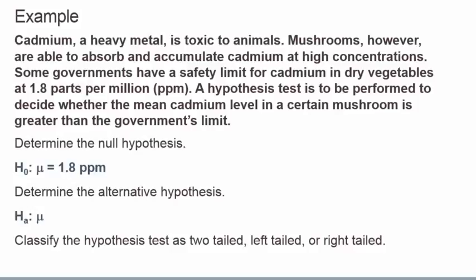We are using the mean mu. Our hypothesis test is to decide whether the mean cadmium level in a certain mushroom is greater than the government's limit. We want to use greater than 1.8 ppm. The alternative hypothesis is H sub a: mu greater than 1.8 ppm. Classify the hypothesis test as two-tailed, left-tailed, or right-tailed. Since it is greater than, we want right-tailed.